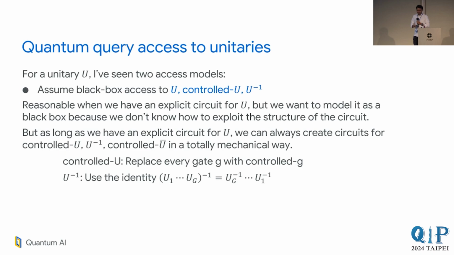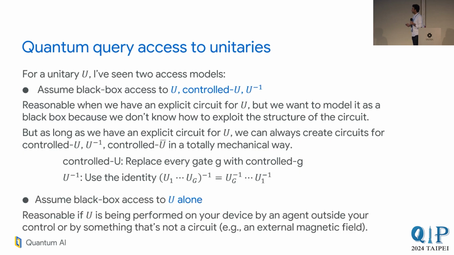So if I have an explicit circuit for U, I can easily construct controlled U, controlled U inverse. So it's pretty reasonable to give yourself access to these as well in quantum algorithms. You'll see many algorithms will do this. Phase estimation, for example, assumes access to controlled U. So this is the most common access model for unitaries.